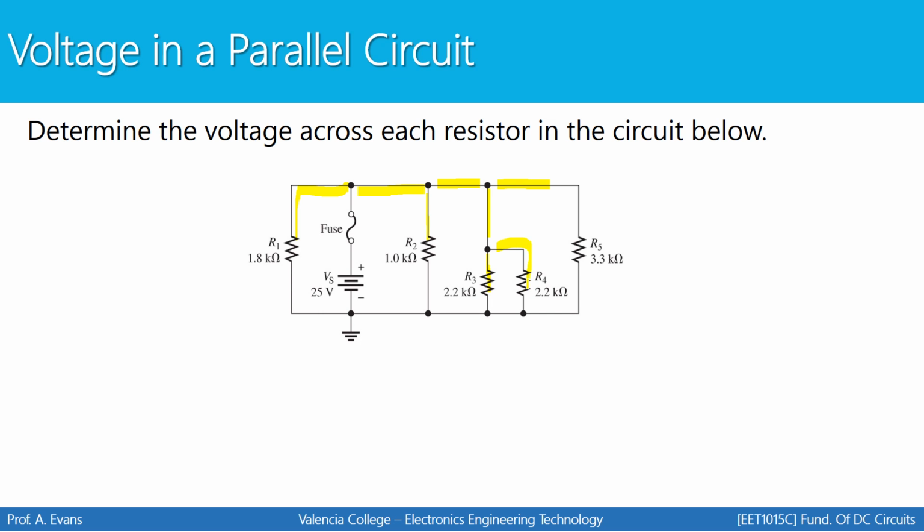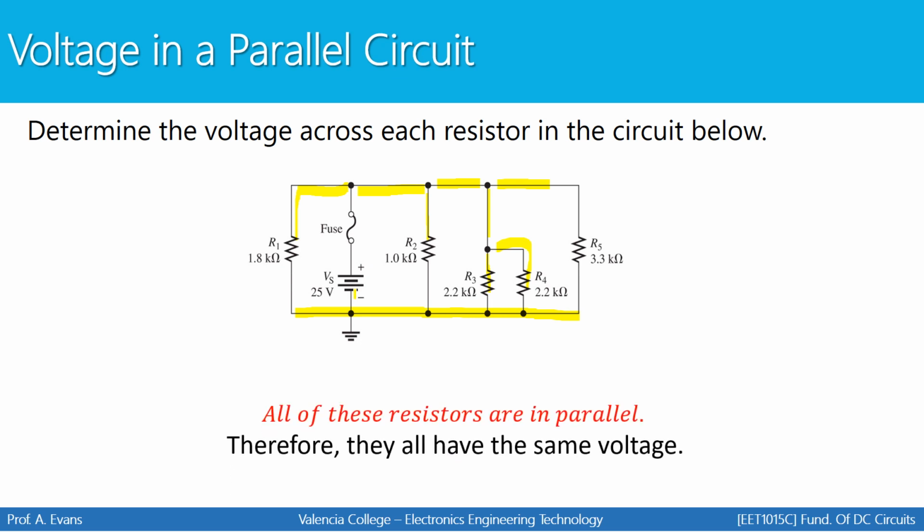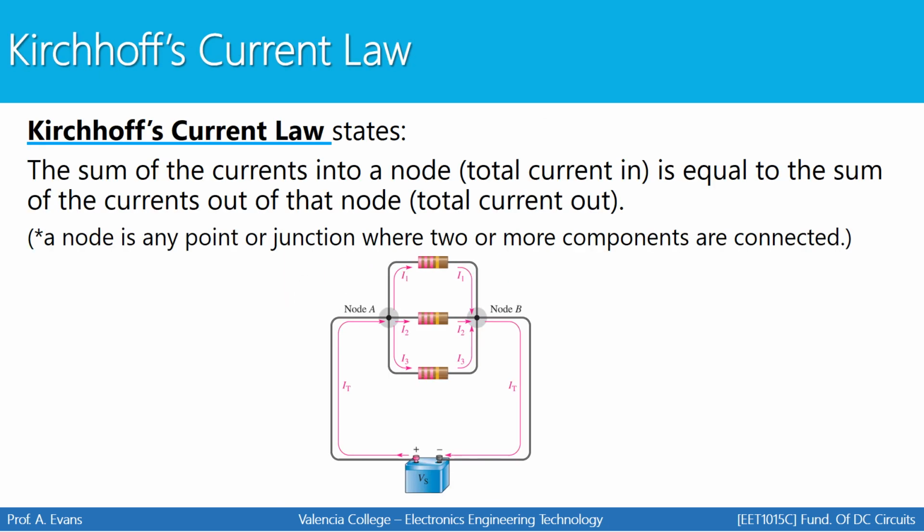But if you notice, with all of these paths, they all recombine along the bottom. Every single path recombines to this point along the bottom. Therefore, all of these paths represent parallel paths. So all of these resistors are in parallel with each other, and they're all in parallel with the 25 volt source. They all have the same voltage because they're all in parallel, and in this case they all are going to have 25 volts across each resistor.